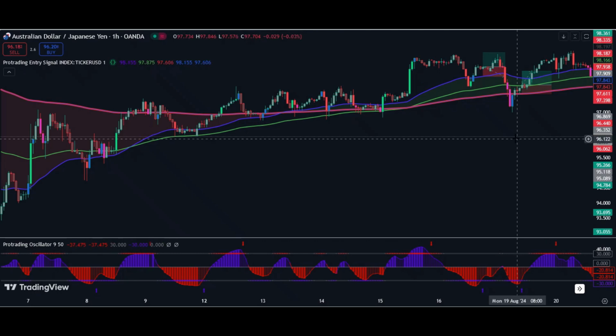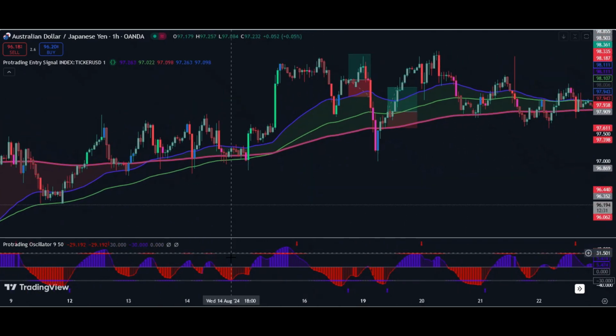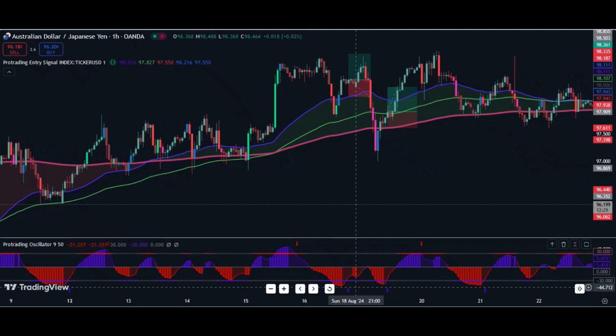So if you look, you will see that we check the oscillator here. The oscillator is giving us opportunity to buy the market, and this is the candle which is above all the moving averages. We open our buy trade, and this trade was against us, and here we were stopped out.